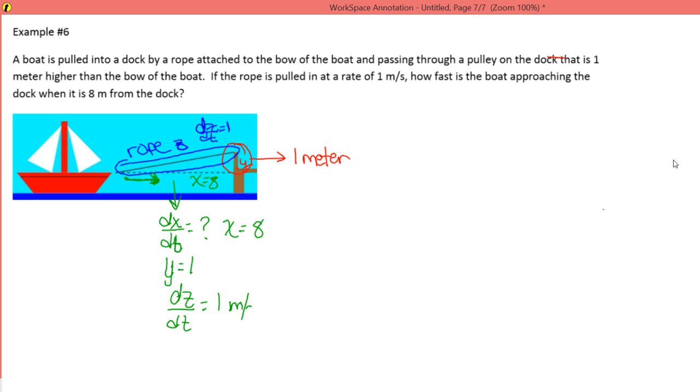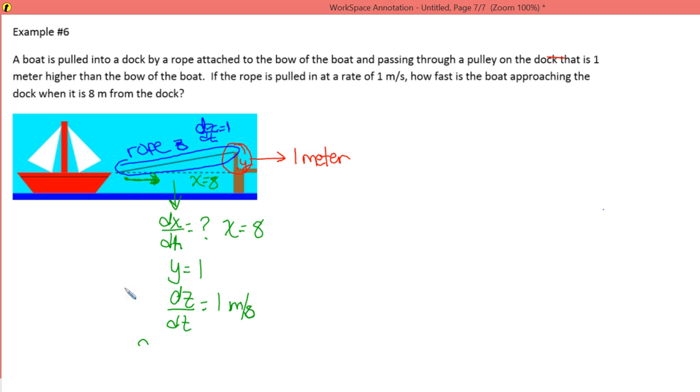I'm going to fix that y because it's creeping me out. Okay, so those are the quantities that we have. We're looking for dx/dt when x is 8. We know that y is 1, and this is a constant, it's not changing. And dz/dt, the rate at which the rope is being pulled in, is 1 meter per second. So, given that this makes a right triangle, I know I've circled a lot here. It's kind of hard to see, but this is a right triangle.